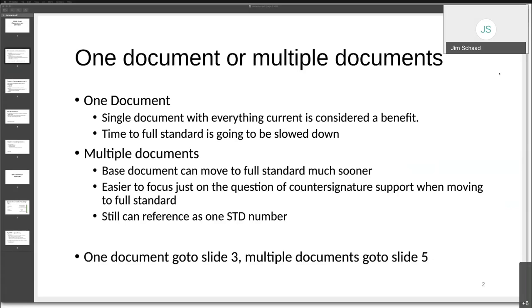If we have multiple documents, then the base document can move forward much earlier. It's going to be easier to focus on the question of countersignature support in terms of moving just a separate countersignature document to full standard. I'm a little bit worried about what level of interop we're going to have if we're saying what we want to do is future-proofing, because it's kind of hard to test the algorithm, which is future-proofing, without producing a future document, or a future COSE structure to actually run the tests on. And even if we do one document, we can still basically do a single STD number.